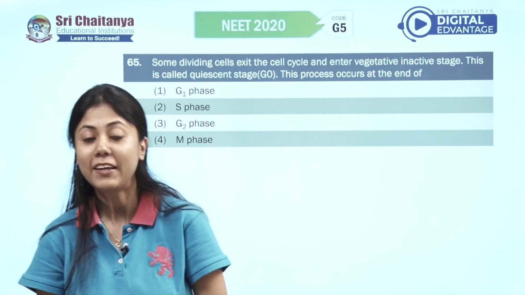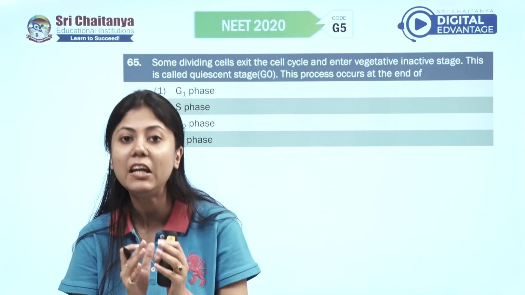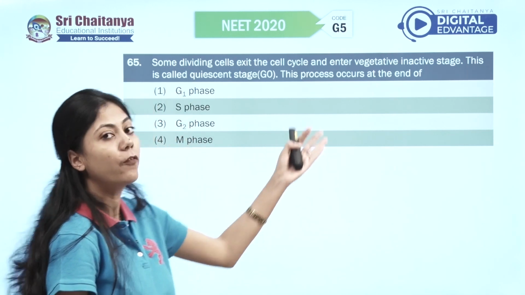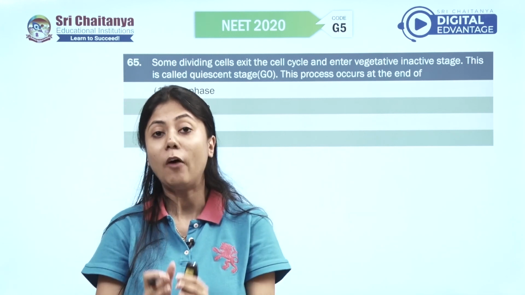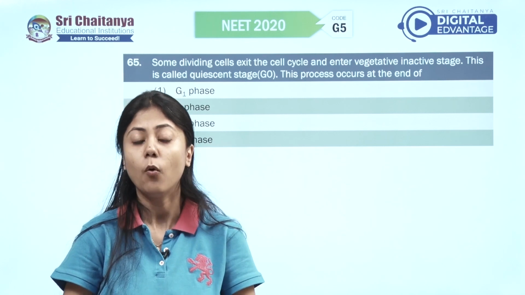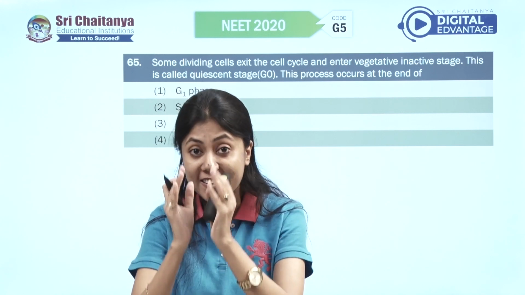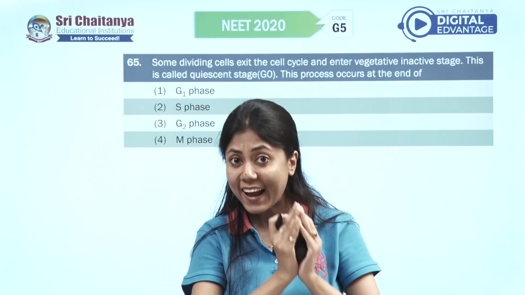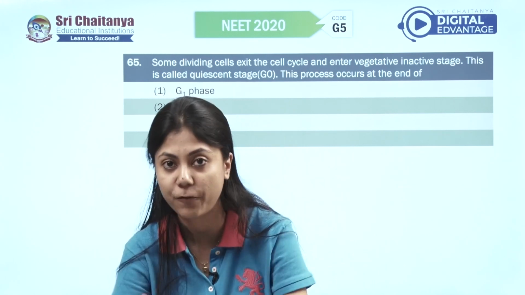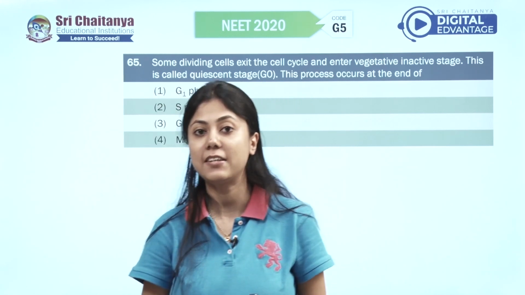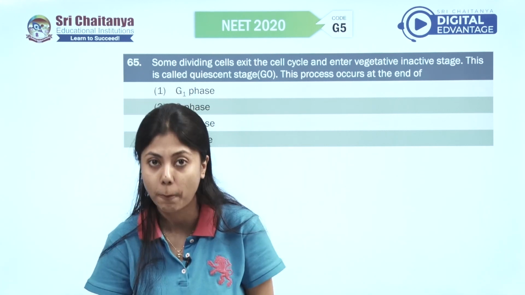So students, here it is an extremely dicey question, because the meaning of end of will be varying from one person to another. But going by the book of the famous author G. Karp, what we have understood is that when the cell decides to exit from the cell cycle, it has to be done prior to the cell entering the S phase. So for that reason, we have selected that G1 phase would be the correct option.